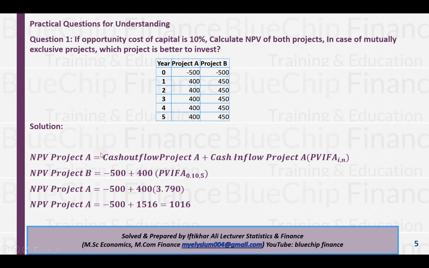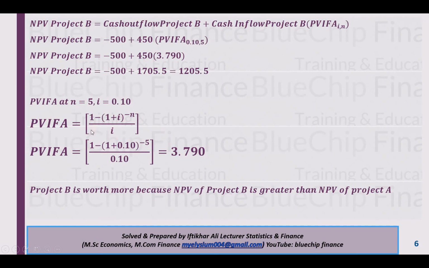So now we are going to apply the formula of net present value. Project A is equal to cash outflow of project A, that is minus 500, plus cash inflow of project A, and cash inflow of project A is 400, and apply the present value of interest factor of annuity formula here. This is in fact a factor. And how can we calculate this factor? Interest rate is 10% and time period is 5 years. So here we are going to calculate the factor.